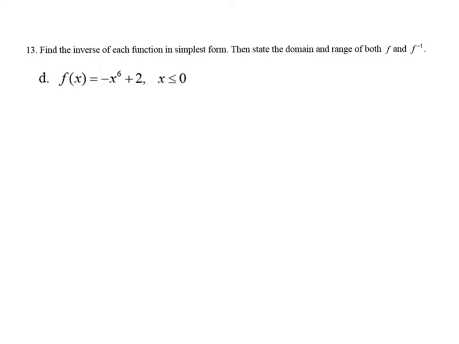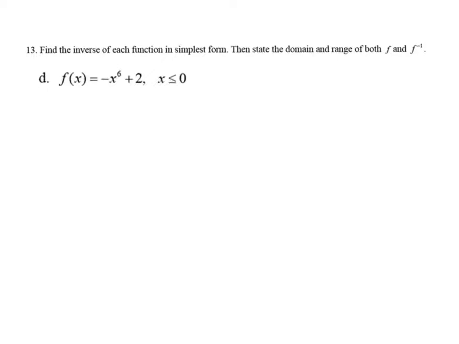Hi, this is an explanation of how to complete number 13D on the M3 Algebra 2 midterm review packet. Directions in number 13 are to find the inverse of the function in simplest form, and then to state the domain and range of both the original function and its inverse. The function in letter D is f of x equals negative x to the 6th plus 2.